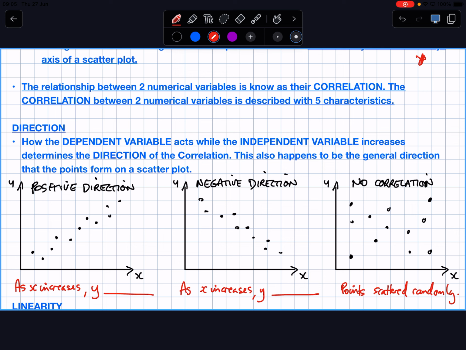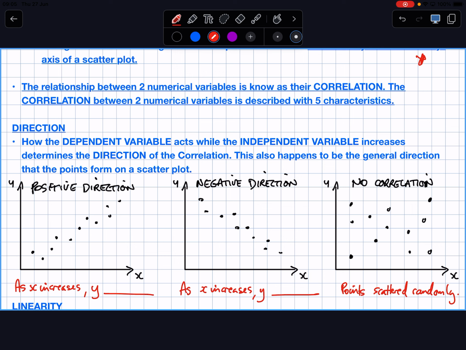So the direction of a correlation is how the dependent variable, the y-axis, acts while the independent variable increases. That's the direction of the correlation. This also happens to be the general direction that the points form in a scatter plot. So if I look at this one, which we call a positive direction, as I go across in x, which means that the x is increasing, what's happening to y? Is y increasing at the same time, or is it decreasing? Increasing. Because numbers, there's an inherent order to them.